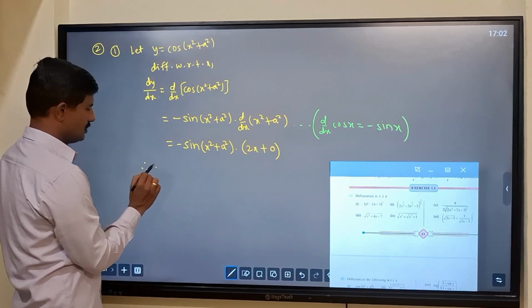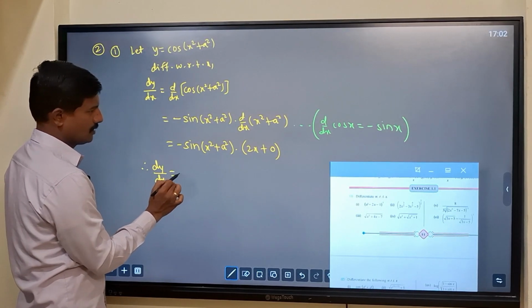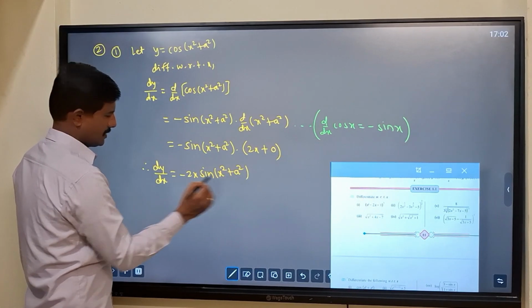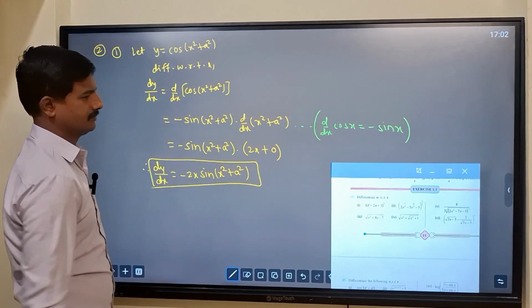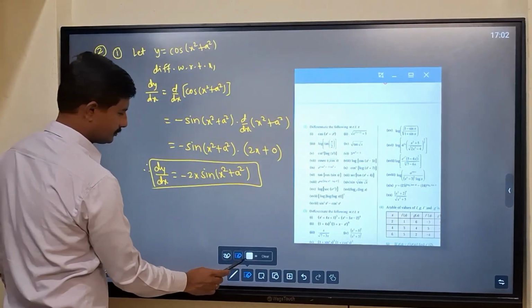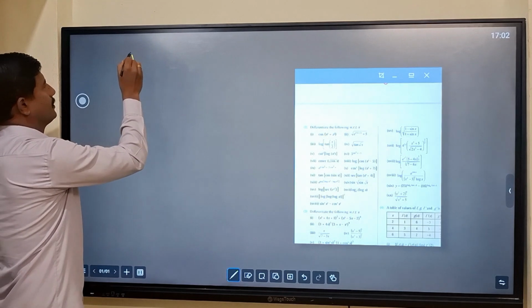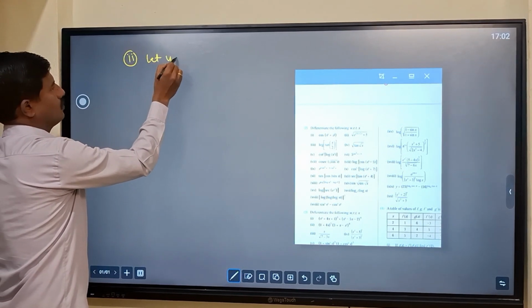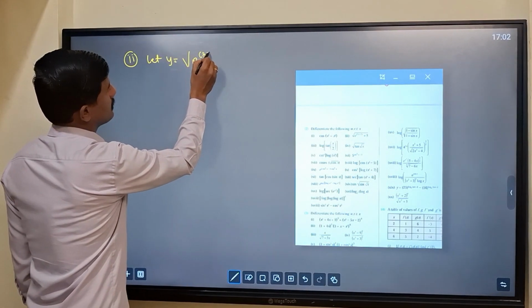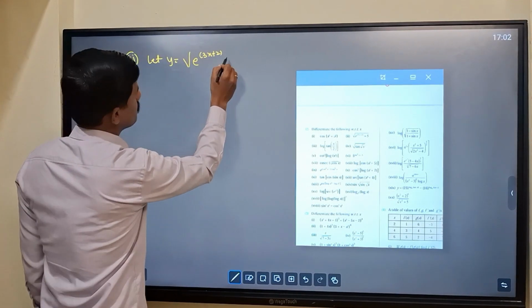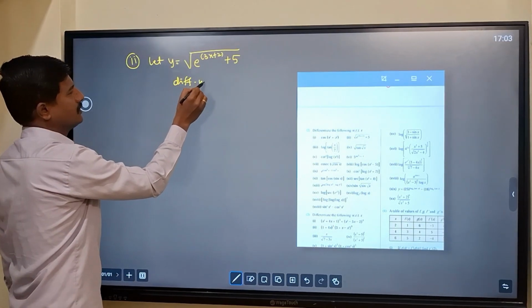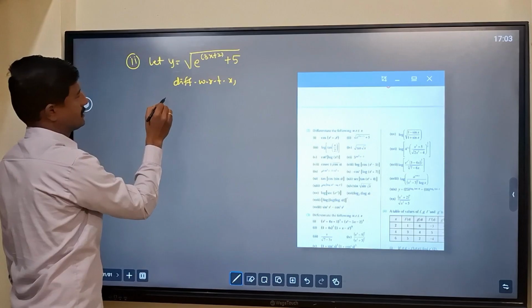Therefore dy by dx becomes minus 2x sine of x square plus a square. This is the answer. Now second question, let y equal to square root of e raised to 3x plus 2 plus 5. Differentiate with respect to x.